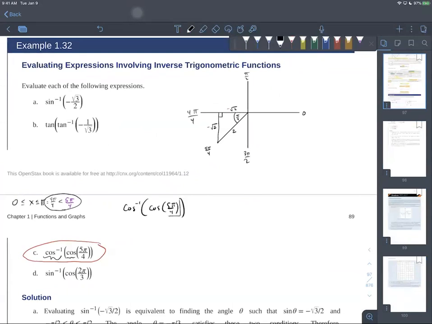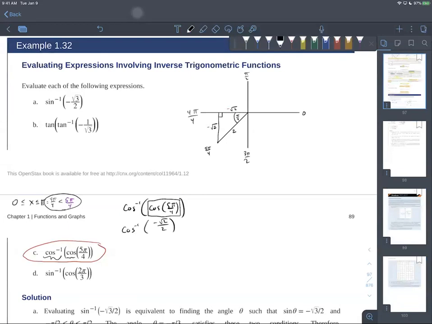But we're doing the inside here. We want to know the cosine of 5 pi over 4 first. We're going to work our way from the inside out. The cosine of 5 pi over 4 is going to be adjacent over hypotenuse, negative square root of 2 over 2.